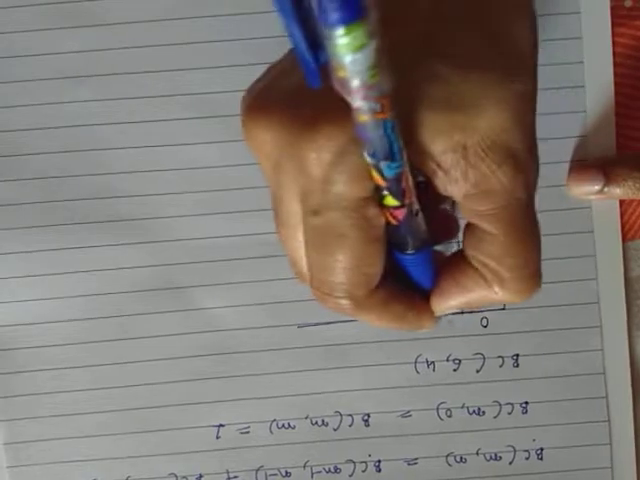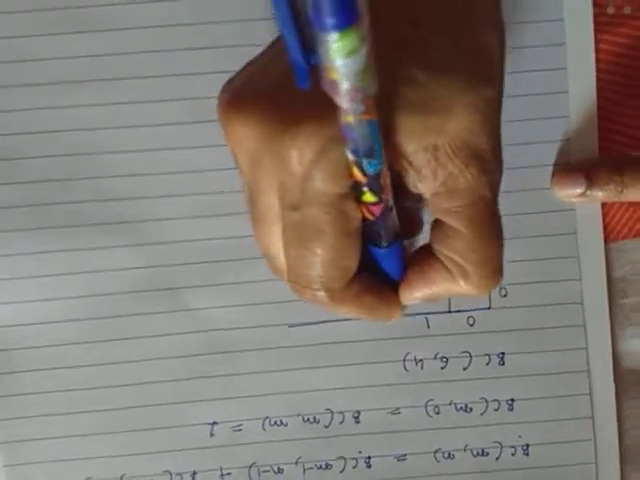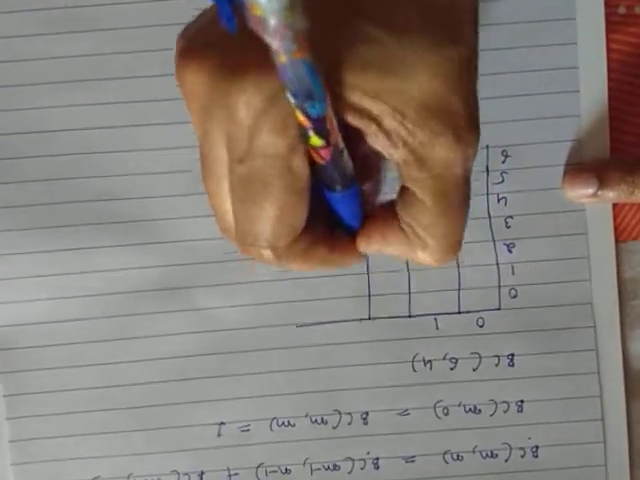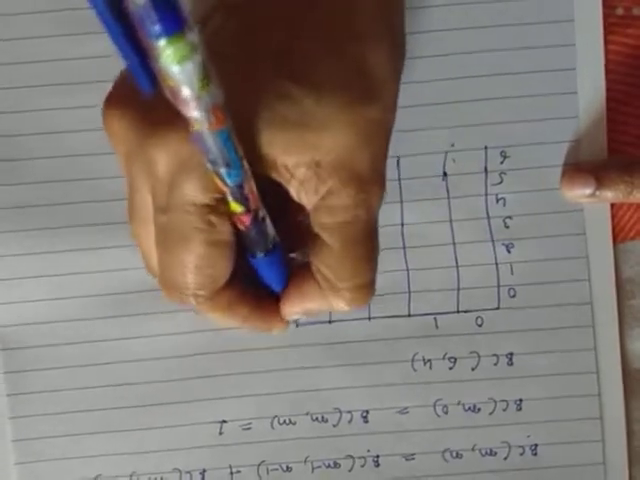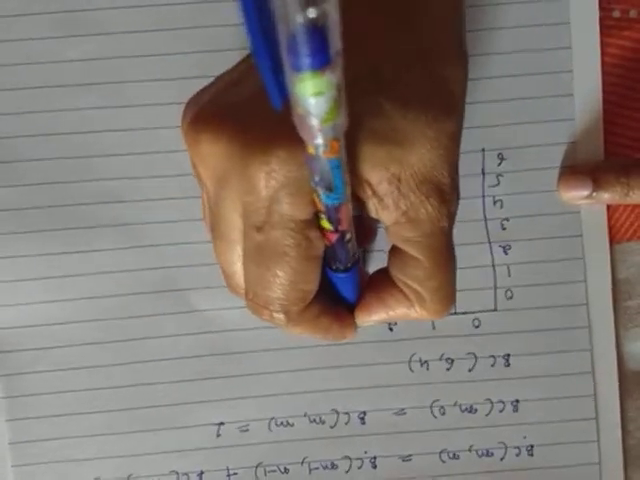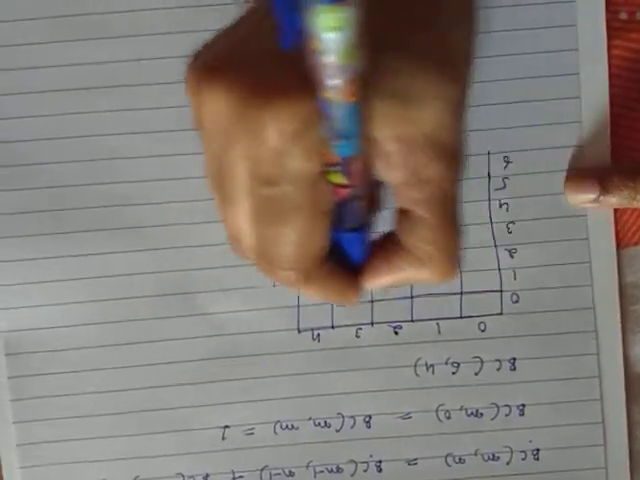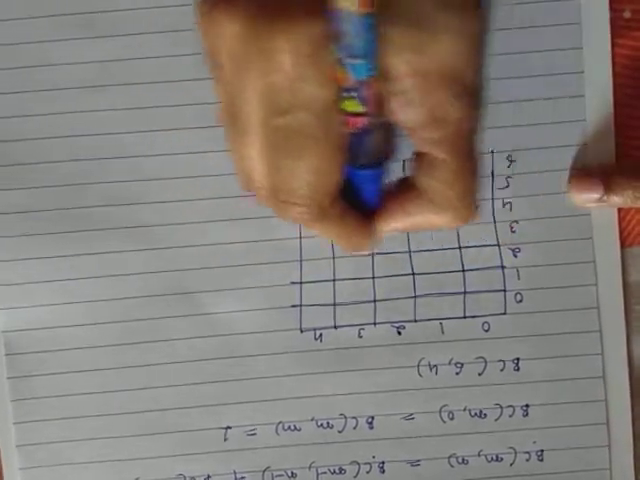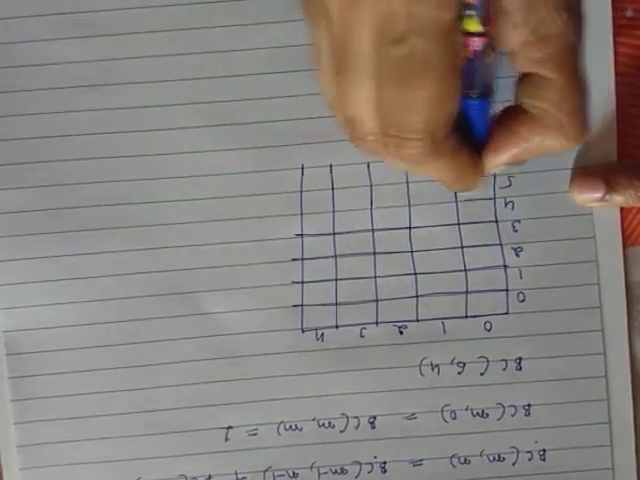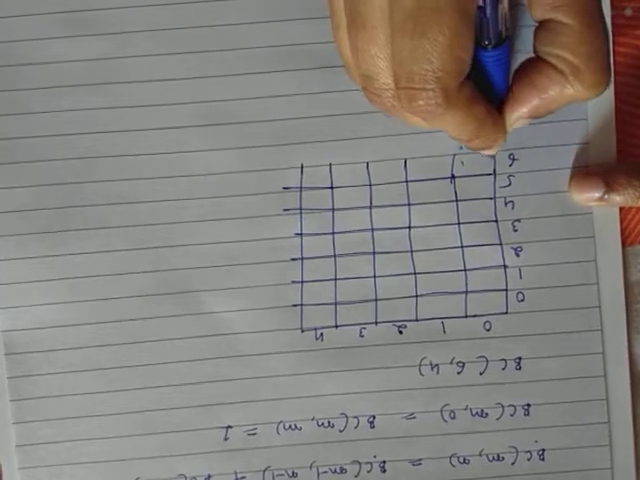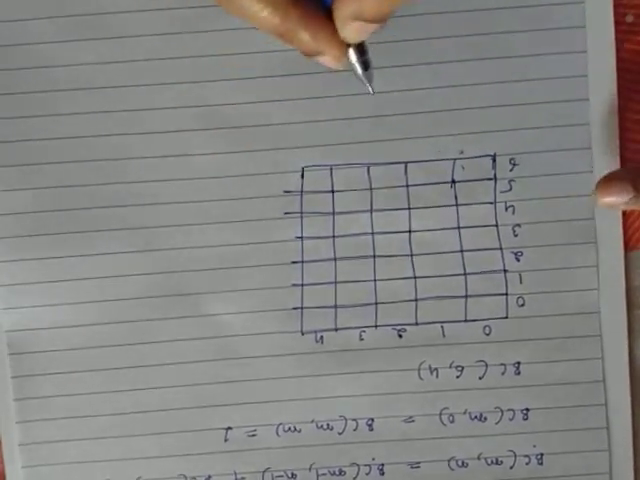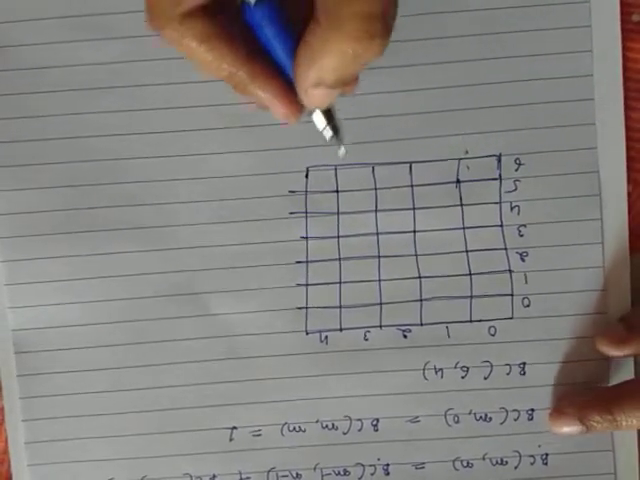Here 0, and I should go till 4: 1, 2, 3 and 4. So this is my table that I will use to compute the binomial coefficient of 6 comma 4. Now I have this initial condition here.